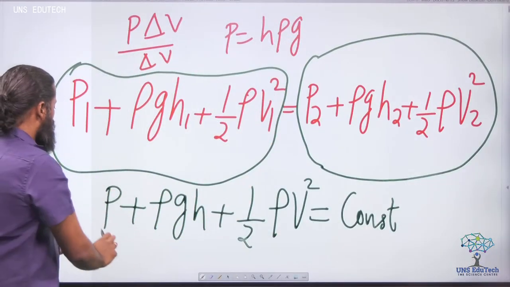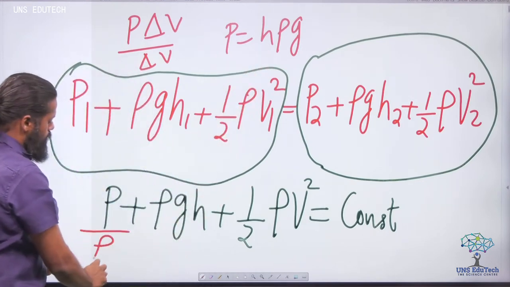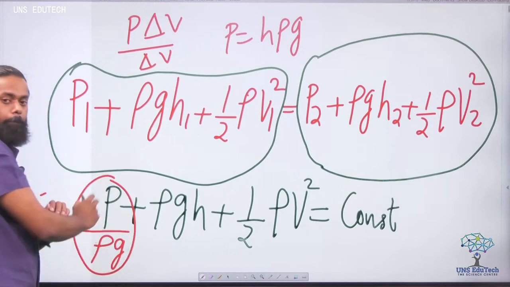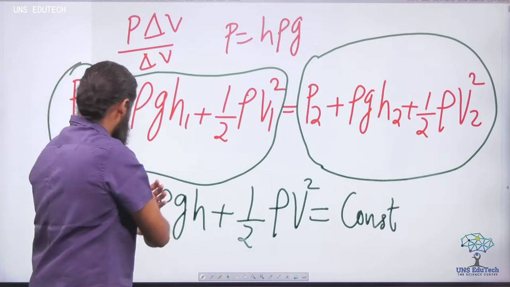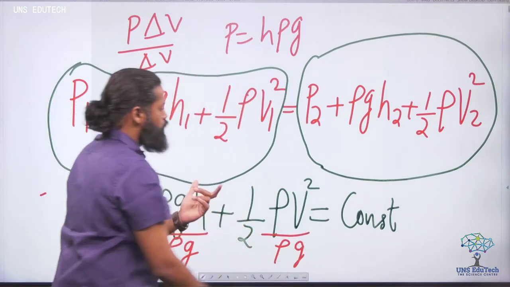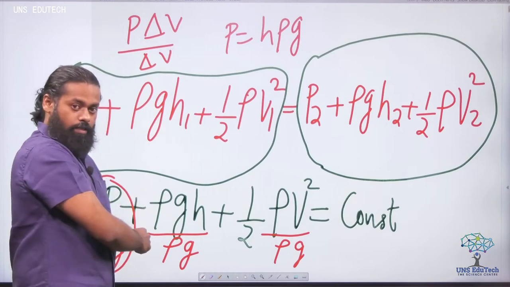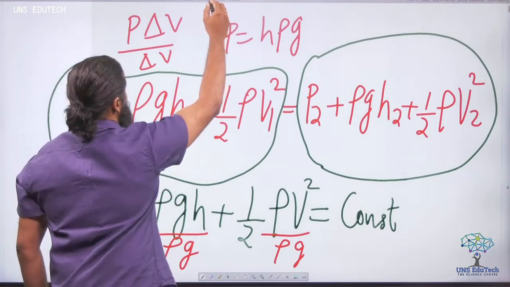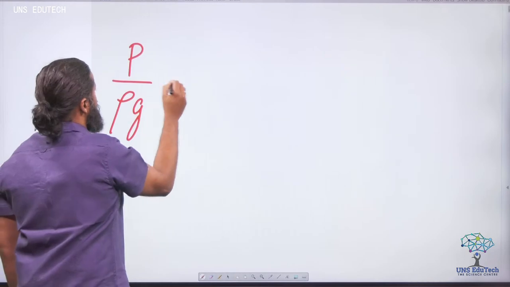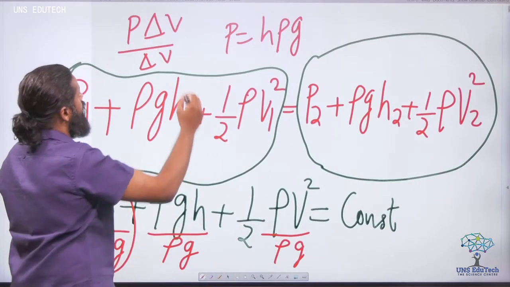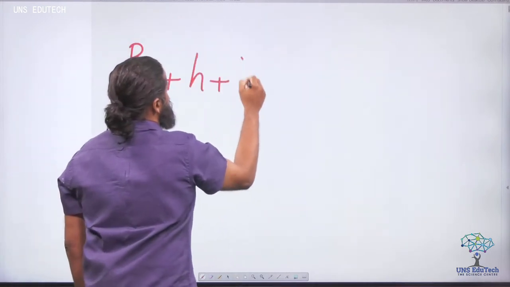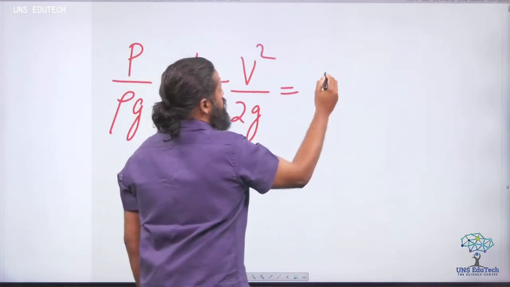If I divide this part by rho g, basically you are getting h, so the dimension of this part becomes meter, or length. If you divide everywhere by rho g, this equation changes into a different form. P by rho g plus h plus v square by 2g, where rho g cancels out. This is also going to be a constant.